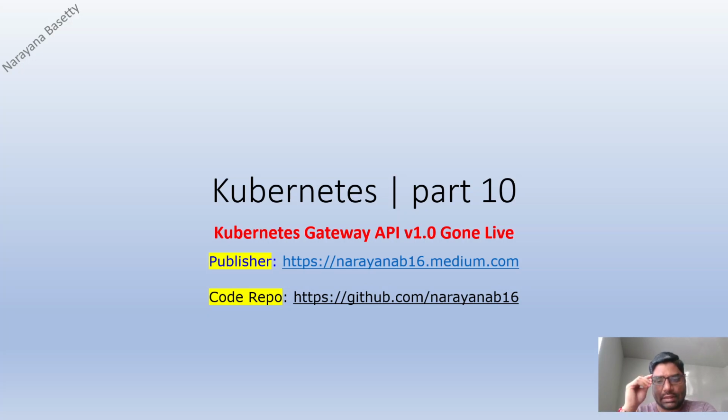Let's understand what we are going to talk about today. We are going to talk about Kubernetes Gateway API 1.0, which went live recently. So why do we need this gateway service as part of Kubernetes? Through the history we can understand that and see how they have implemented it. Let's jump in.